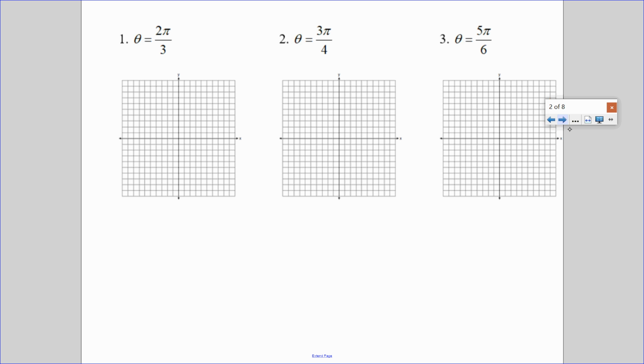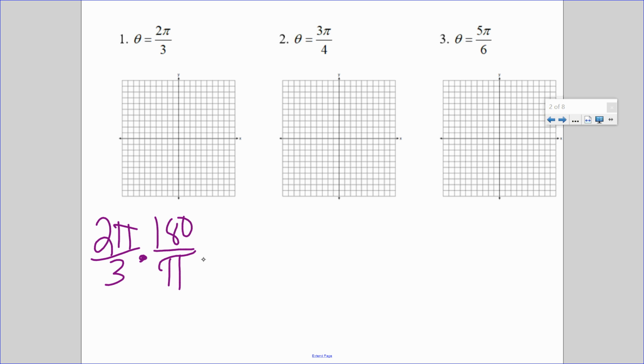So, 2 pi over 3. I'm going to start by converting to degrees because I'm more comfortable in degrees. I'm not sure if you ever talked about it, but radians is just a different way of measuring angles. If I want to measure a piece of paper, I can measure it in inches or in centimeters. They're just two different units to measure the same thing. It's the same thing with angles. I can measure angles in degrees or in radians. Just like inches and centimeters have a conversion, so do degrees and radians.